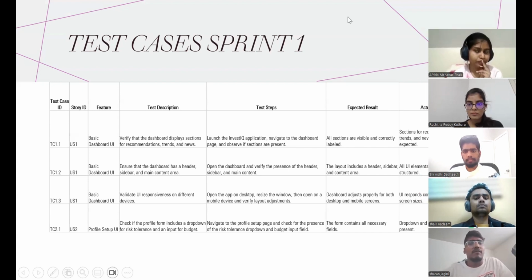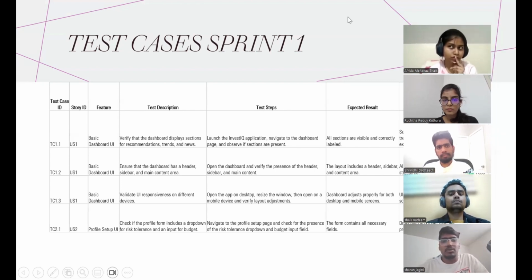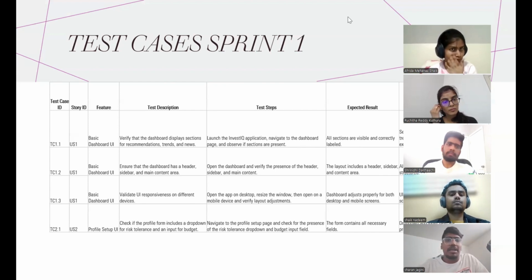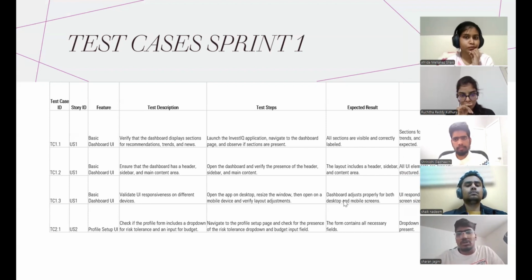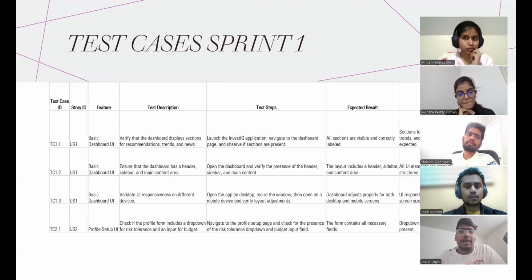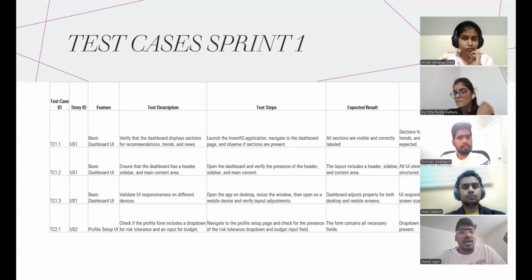Another test case is 1.2, basic dashboard user interface, ensuring that the dashboard has a header, sidebar, and main content area. The steps were opening the dashboard and checking the layout structure. The expected result is that the layout includes a header, sidebar, and main content area. Another test case is validating user interface responsiveness on different screen sizes, like mobile devices, tablets, and laptops. I checked on every device, and it was a success. There is no problem with that.